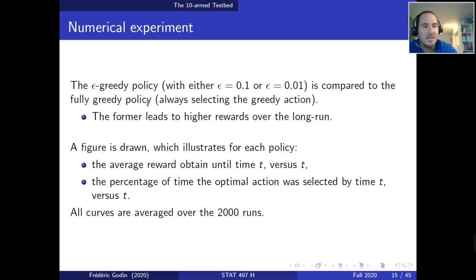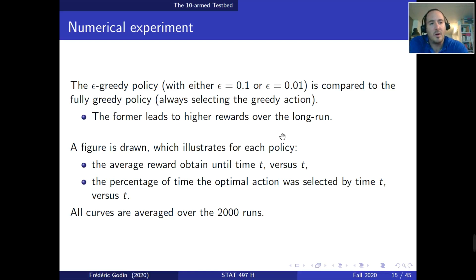Okay, so we're going to see in the experiments, where the results are presented shortly, that the epsilon greedy policies provide higher expected rewards over the long run. Okay, so next we're going to present a figure which illustrates the following quantity.